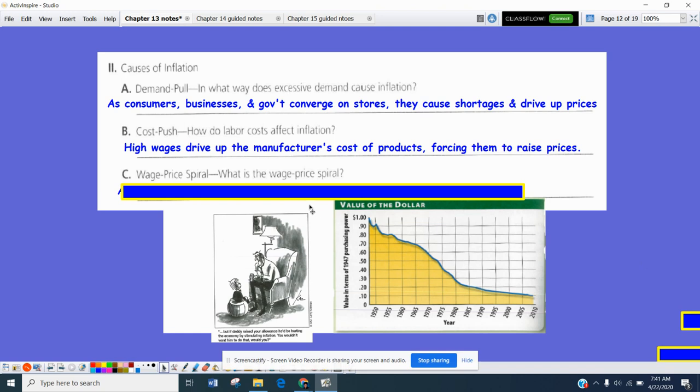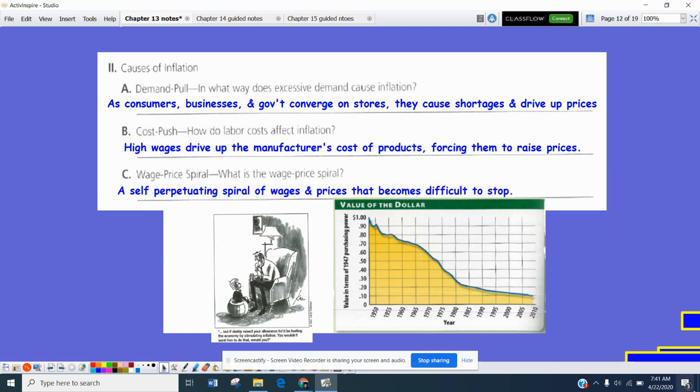The wage price spiral. What is this? This is the self-perpetuating spiral of wages and prices that becomes really difficult to stop. And that's really what we're talking about here. What's interesting is if you look at this chart, the value of the dollar: years ago, a dollar could buy a lot of stuff. I can remember my mom talking about how they would go down to the local grocery store and buy a bunch of penny candy, which is almost unheard of today, to buy anything for a penny. But it's the idea that your dollar doesn't buy as much as it used to. It's going to take a whole lot more to make that happen.